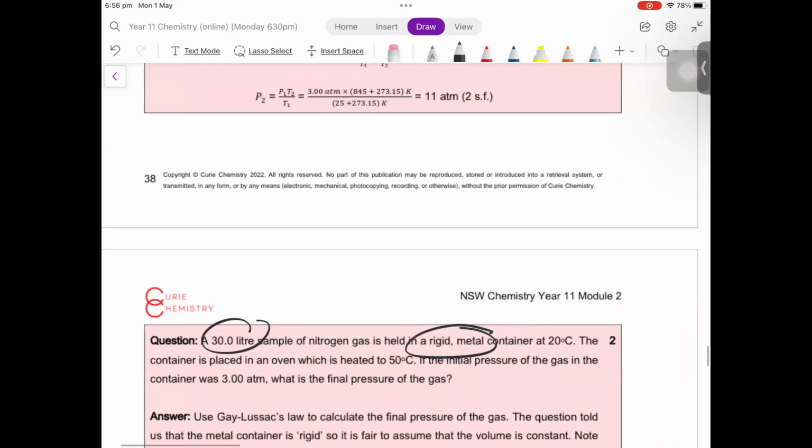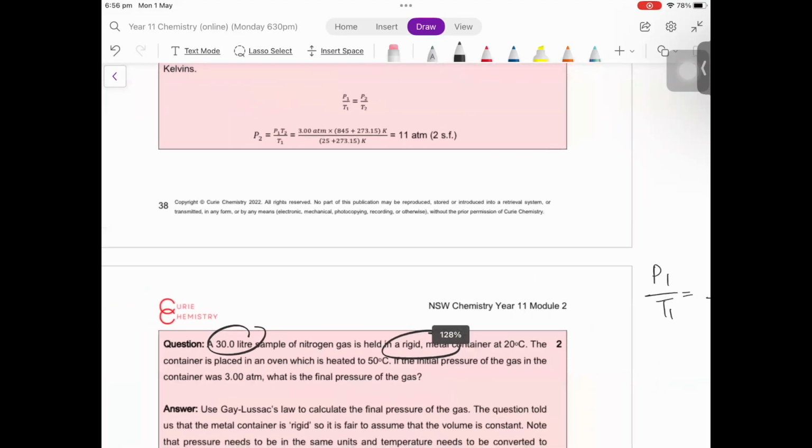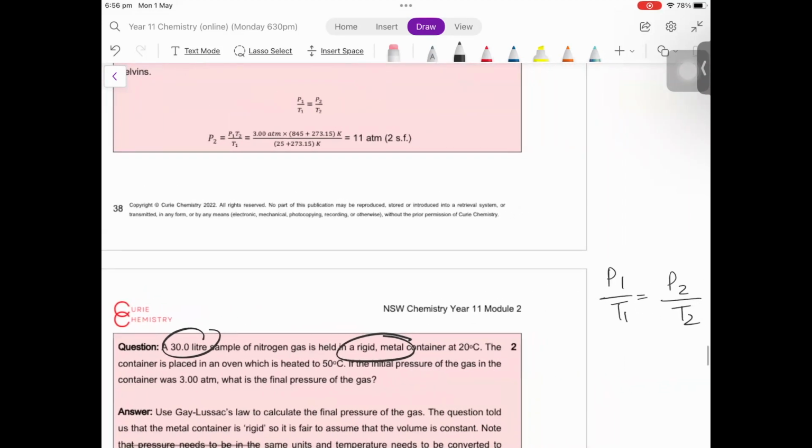And our equation, once again, is P1 on T1 is equal to P2 on T2. Okay, so I need to pop in at least 3 of my variables to find my 4th one. What variable am I looking for in this question? I get told if the initial pressure of the gas is 3, what's the final pressure? So what variable am I looking for? P2, I'm looking for final pressure.